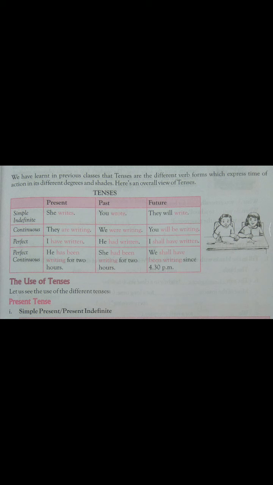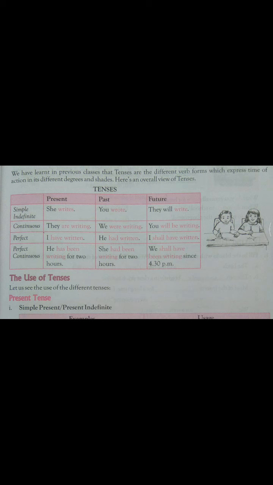In the present perfect tense, we use has or have plus the verb's third form, but here we use only one helping verb, that is had plus the verb's third form. Then in the present perfect continuous, has or have plus been plus the verb's ing form, but here we remove has or have, and instead we use had plus been plus the verb's ing form. And one thing is common, that the beginning of the time of the action is given, for 2 hours here also.